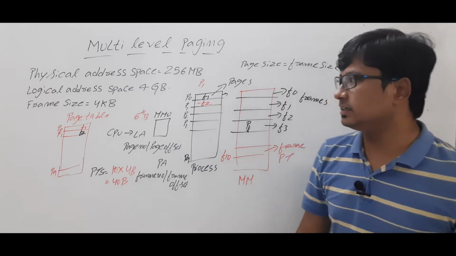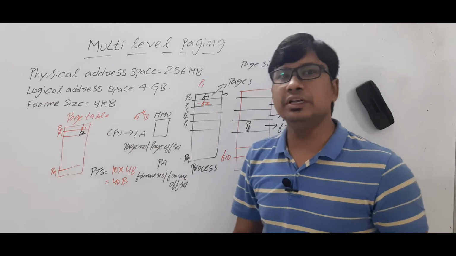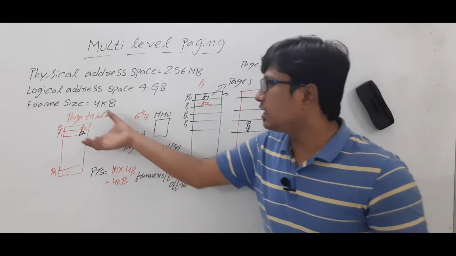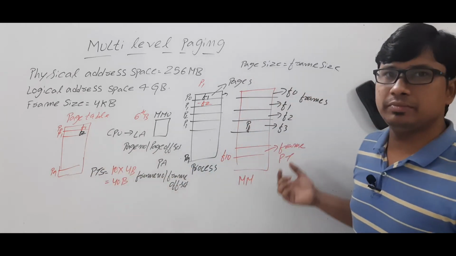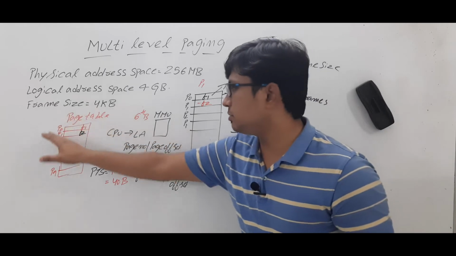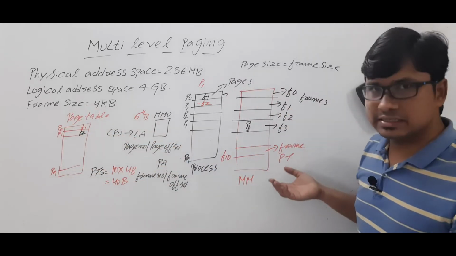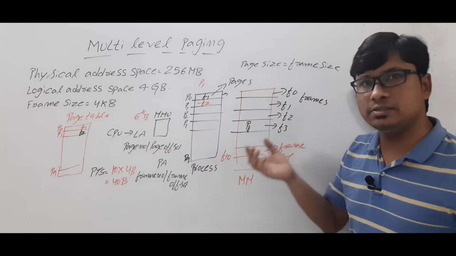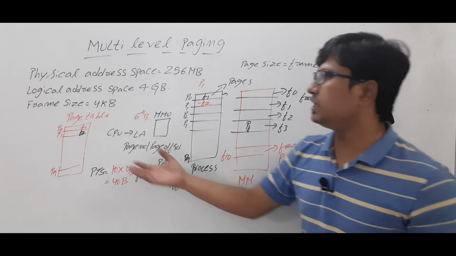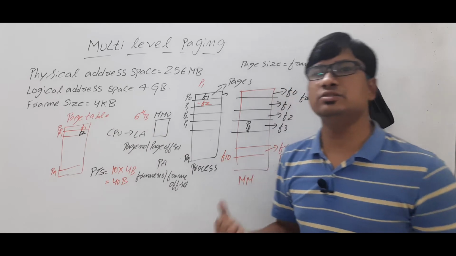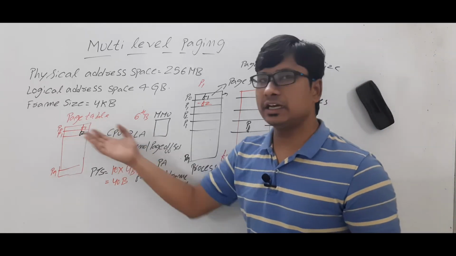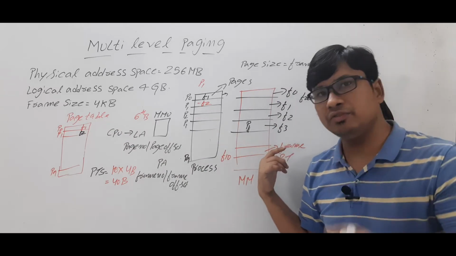Let's consider that the size of this entire page table is more than the frame size. Then can we keep the entire page table in a single frame? Not possible. Are you able to understand it or not? If the page table size is less than or equal to the frame size, we can keep it in one of the frames of main memory. But if the page table size is more than the size of a frame, then it is not practically possible to keep it in one frame.